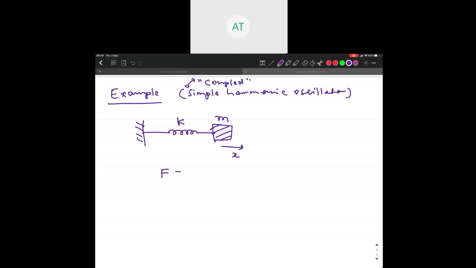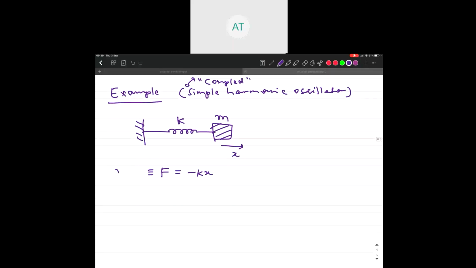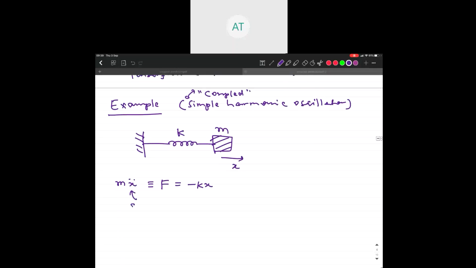So we know that if you are pulling the mass attached to a spring of spring constant k, there is a restoring force minus kx which acts. Because the mass is m, we know that force is also given by m x double dot, where these dots represent time derivatives. x double dot is essentially the second time derivative of x.